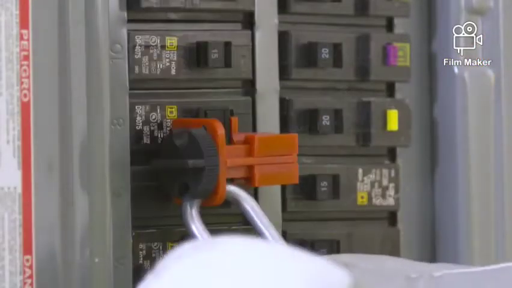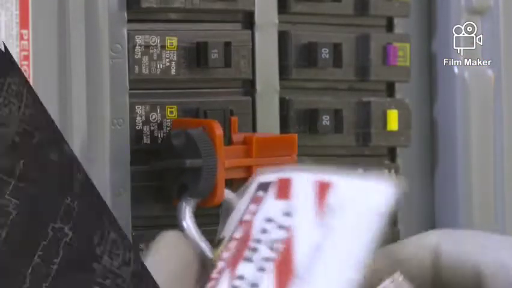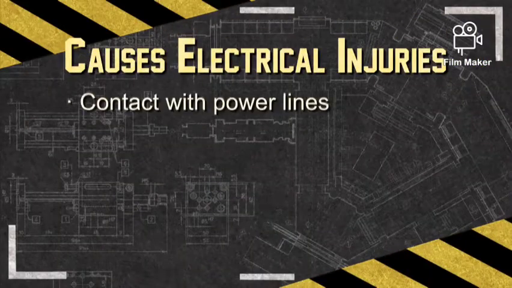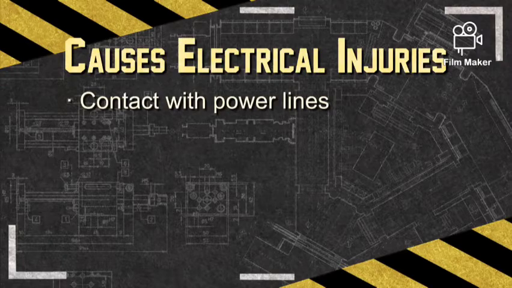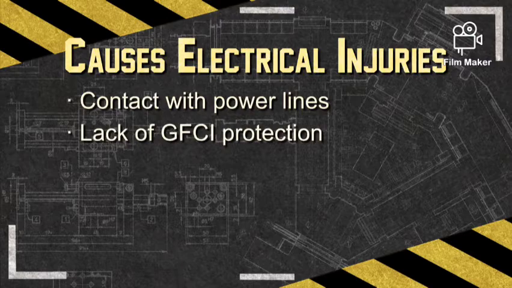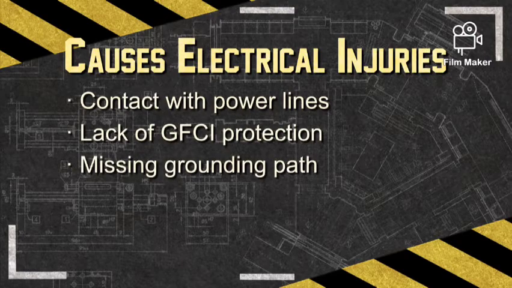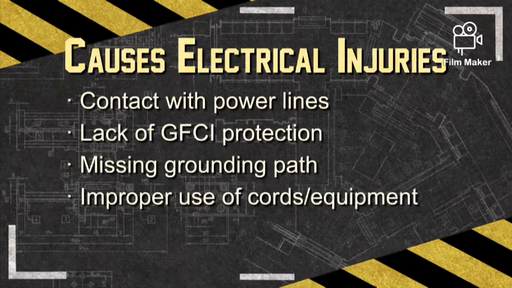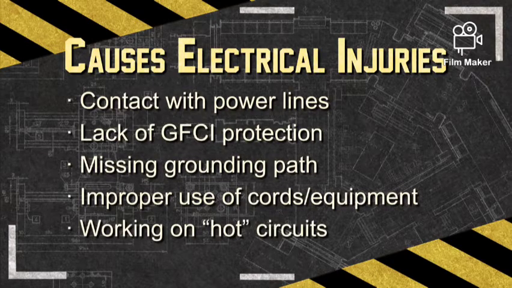The most common causes of electrical incidents and injuries come from the following: contact with overhead or buried power lines and other live parts, lack of or improper ground fault protection, grounding paths missing or discontinuous, improper use of extension cords and equipment, and working on energized or hot electrical circuits.